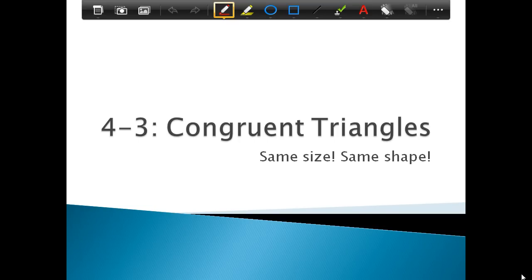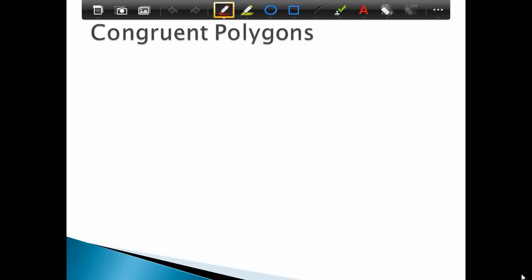Today we're going to talk about congruent triangles. That's right, same size, same shape, same triangles as yesterday, only now they're congruent. So let's go ahead and start off. We're going to have to backtrack a little bit and talk about congruent polygons in general before we can talk about triangles specifically. So, congruent polygons.